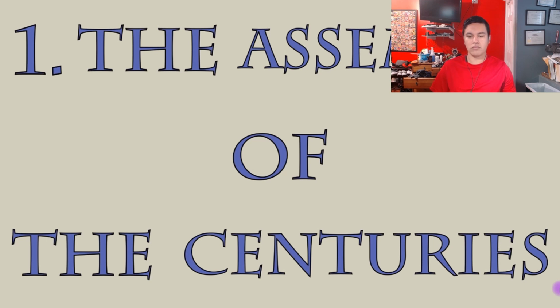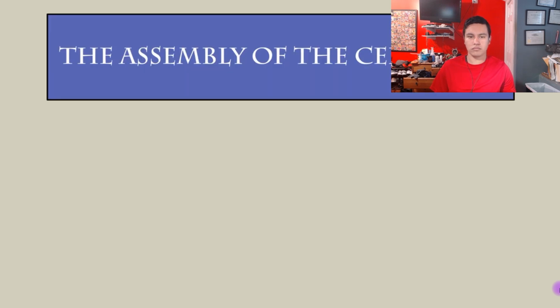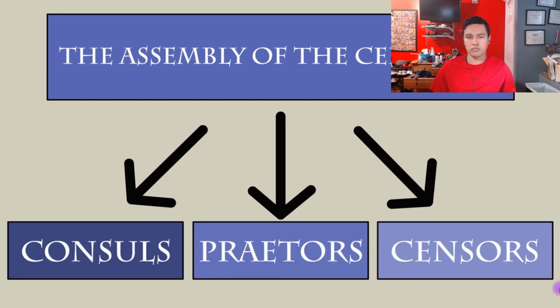The most prestigious public assembly was called the Assembly of the Centuries. A century is a Roman military unit. This body elected the highest ranking Roman officials: consuls, praetors, and censors. I haven't really talked about censors yet. They were highly respected ex-consuls who were in charge of keeping the official membership rolls for the Senate.